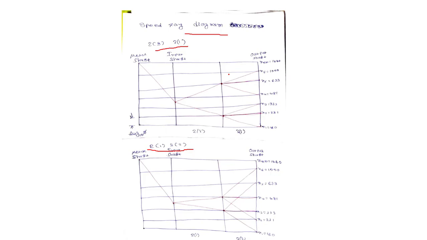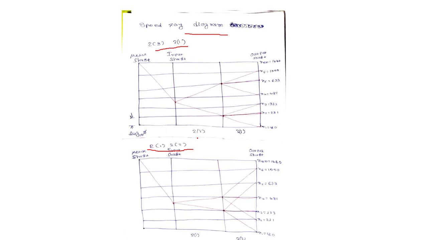To draw the diagram, first we have to draw horizontal lines equal to the number of speeds. So we have 6 different speeds. For that we draw 6 horizontal lines, and 1 for the motor shaft.